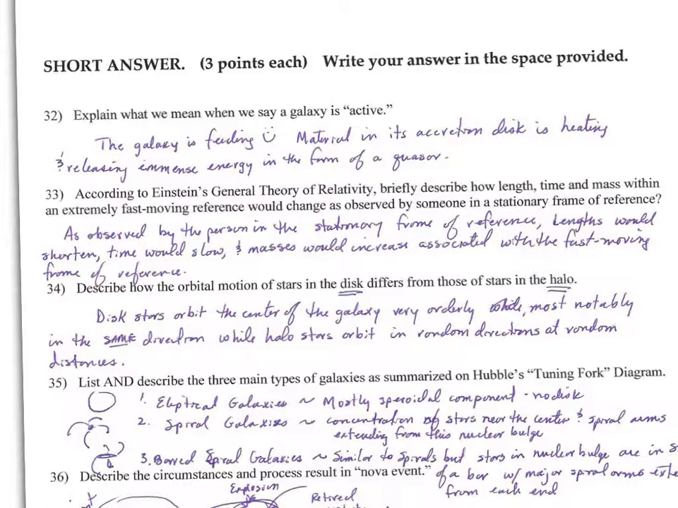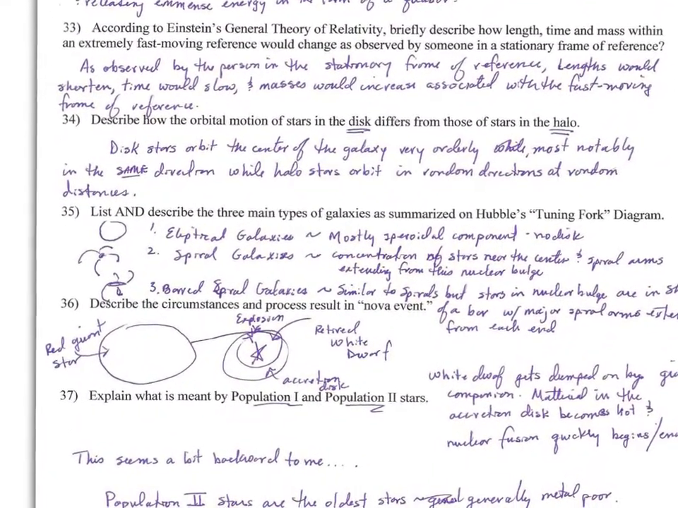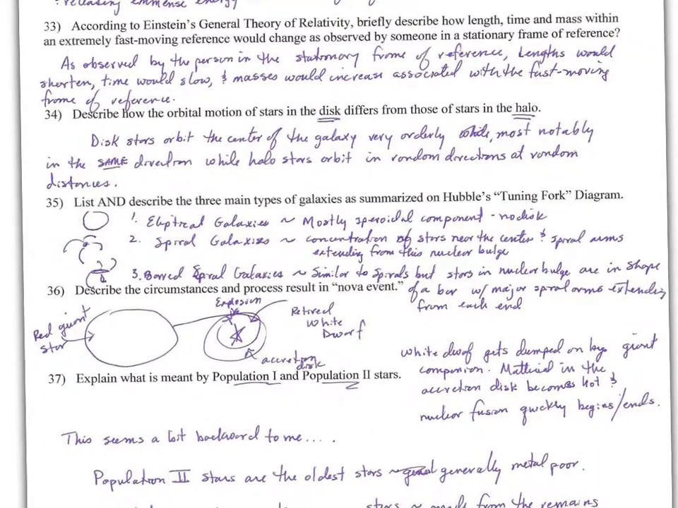34, this was a homework question. How do you compare the motion of the disk stars versus the halo stars? Disk stars are more orderly, halo stars are more random. And then question 35, I would have taken spirals, barred spirals, and ellipticals as the 3 main types of galaxies. But if instead of barred spirals you put irregulars, I was good with that.